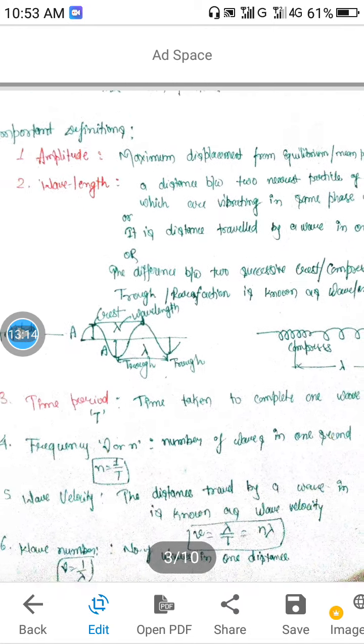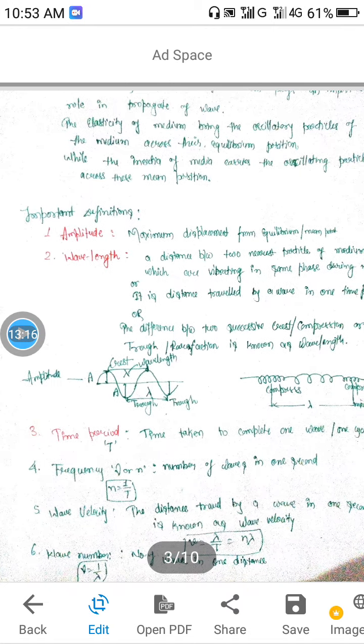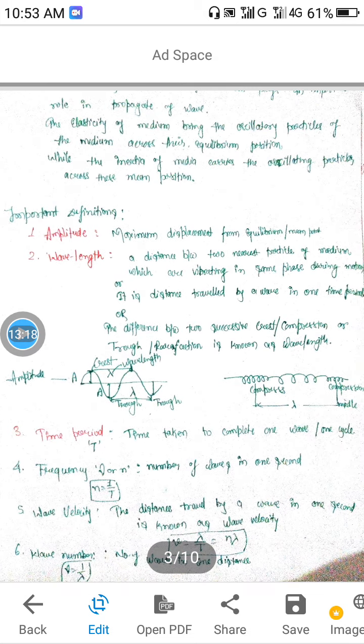Okay, simple, understood? So what is the time period? The time taken to complete one cycle or one wave is known as the time period. What is the frequency? The number of waves in 1 second. That means how many times a wave repeats its position in 1 second is known as the frequency.